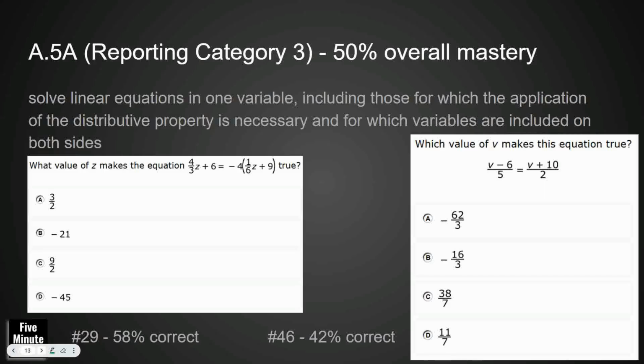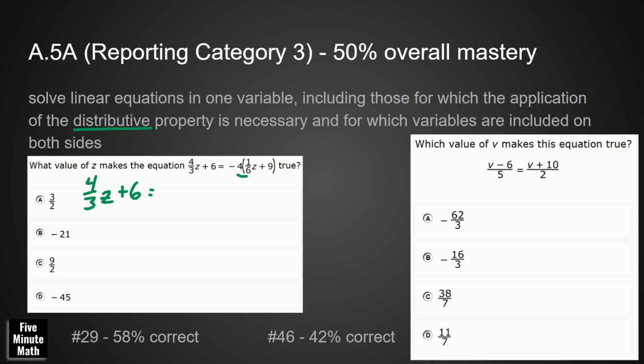Next, 8.5a. We are solving linear equations in one variable, and the key here is the distributive property. And so let's take a look at number 59. It was not nearly as difficult because even though, yes, there are fractions, we only have to distribute one time. So let's go ahead and do that. 4/3 z. And I'm going to put that little line on my z just because I don't want it to look like a 2. Sometimes our z's end up looking like 2's.